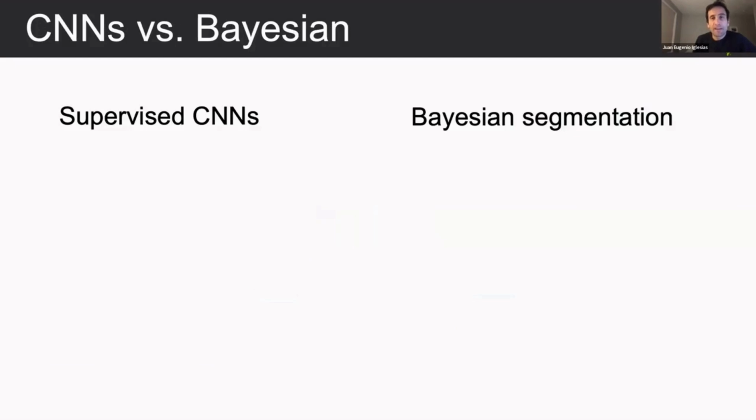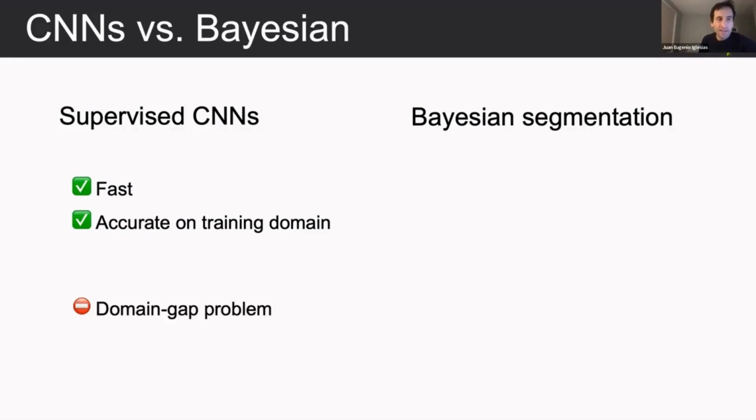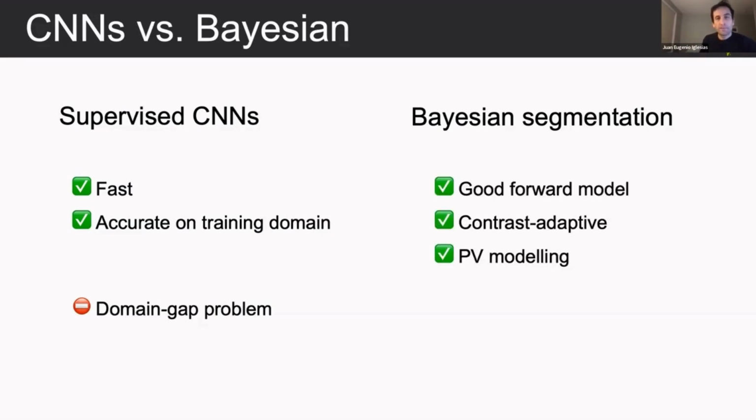So taking a step back, comparing these CNNs with Bayesian segmentation: supervised CNNs, I mean, they're great, right? They're fast. When on the training domain, they're essentially unbeatable, right? But they suffer from this domain gap problem. Bayesian segmentation, on the other hand, has a good forward model. It's adaptive to contrast, which is great. The partial volume model is actually pretty realistic, in the sense that the synthetic images look like real images, but it's slow or directly intractable in the presence of partial voluming.